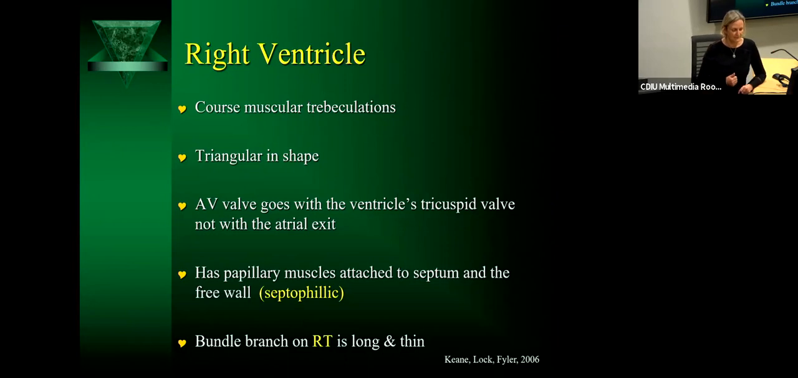The bundle branch, so remember we talked a little bit about the conduction system before, and when the surgeons are repairing, they need to be sure that they're not cutting into the conduction system. But on the right side, we have the SA node, internodal tracts, AV node, and then we have the right and left bundle. Well, the right bundle is long and thin.